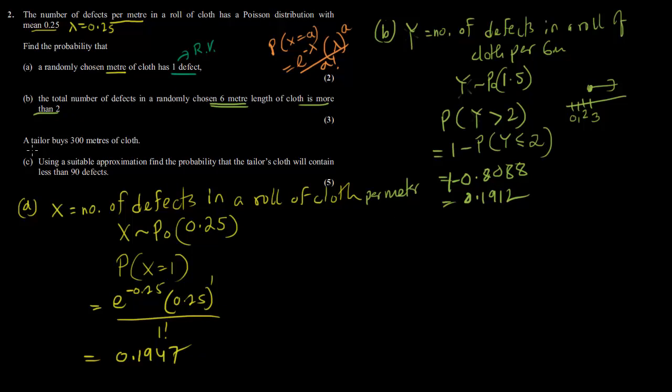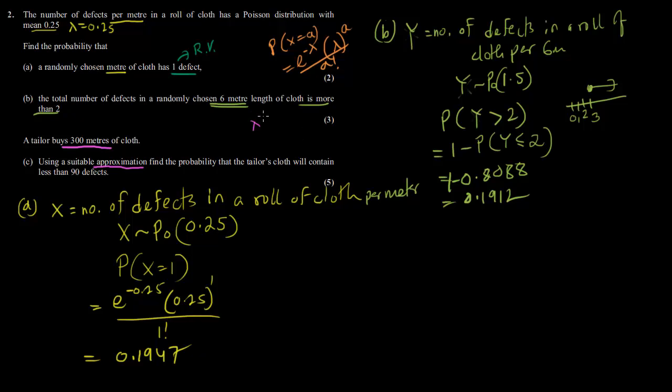The final question is, a tailor buys 300 meters of cloth and they have mentioned approximation. That means something is going to happen for which we cannot use the Poisson distribution anymore, because the Poisson distribution has some sort of an elastic limit where after that it snaps. You cannot use the distribution anymore because the lambda has to be up to 10.